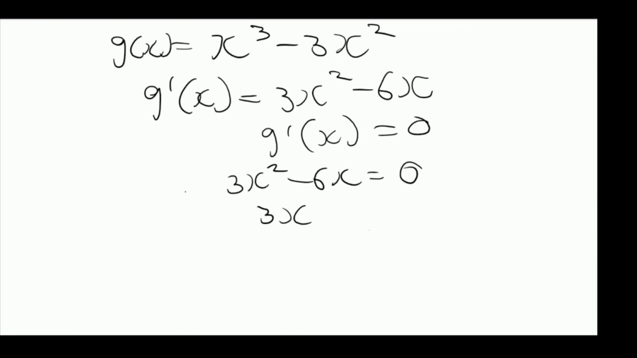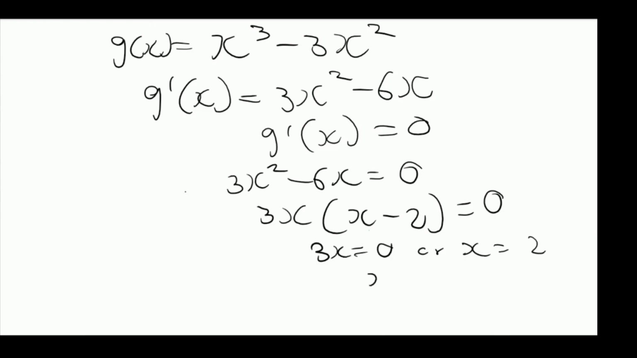Then we factorize 3x, and we are left with x minus 2. So let me write this 2 properly. So we're going to be left with 3x equals 0, or x minus 2 equals 0, so x equals 0 or x equals 2. So these are the stationary points. So we have to identify whether or not they are at a point of minimum or maximum, right?